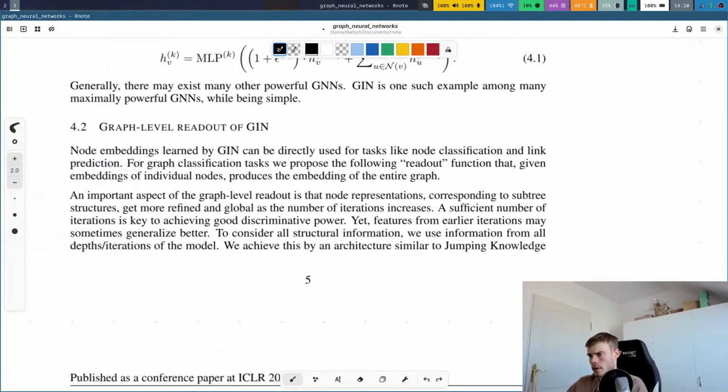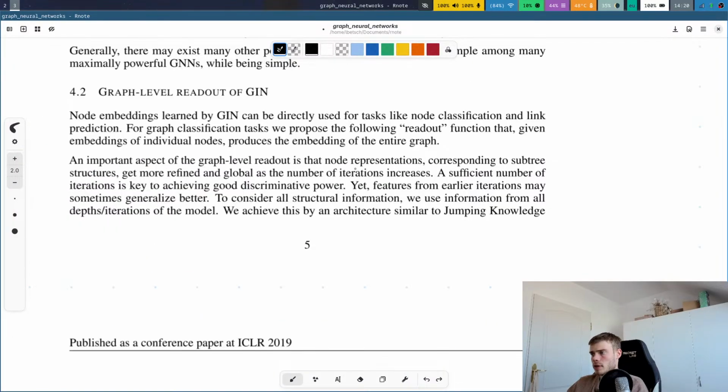An important aspect of the graph level readout is that node representations corresponding to subtree structures get more refined and global as the number of iterations increases. Of course, because if you increase the number of iterations, the tree gets larger and more recursive, right? All of the nodes get to talk to each other. Yet features from earlier iterations may sometimes generalize better.